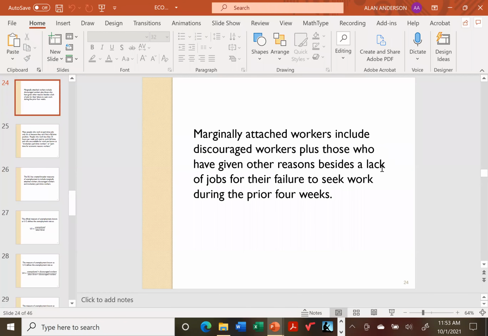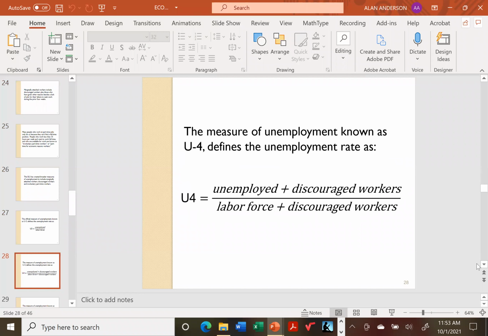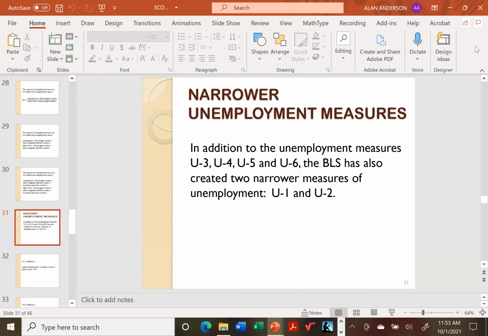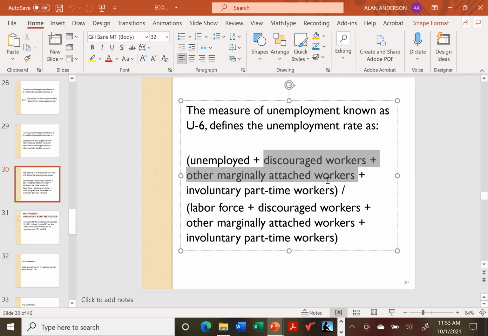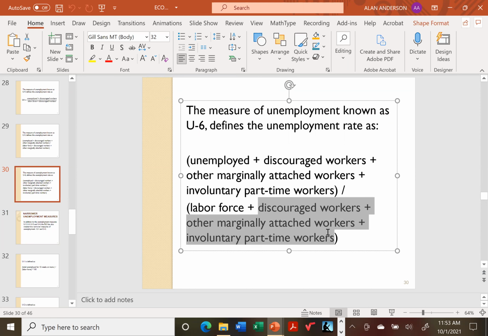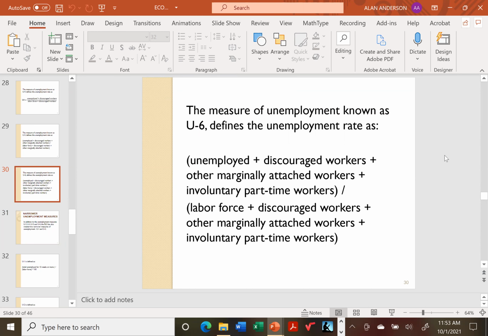Where is it? Well, you can see with U6, we're basically including almost everybody. We have the unemployed, the discouraged workers, the marginally attached, and the involuntary part-time workers. They've been added to both the unemployment, or those who are counted as unemployed, as well as the labor force. By doing this, the U6 measure is typically much higher than the others, because this basically includes everyone who's even potentially interested in working. And so that's this one.